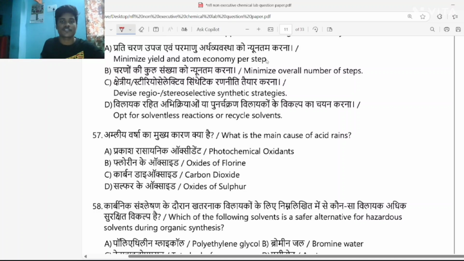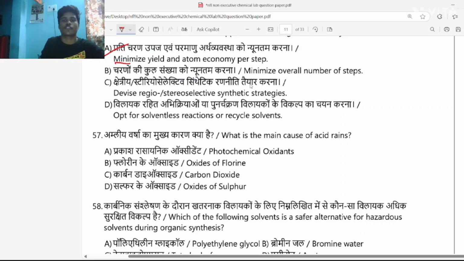So it is not a step of green chemistry. We have to maximize the yield and maximize the atom economy. Answer option would be option A. But let us see other options also.